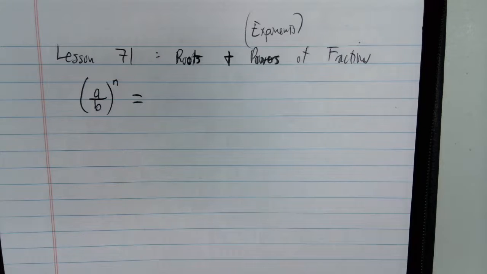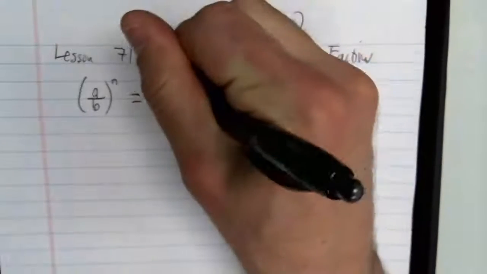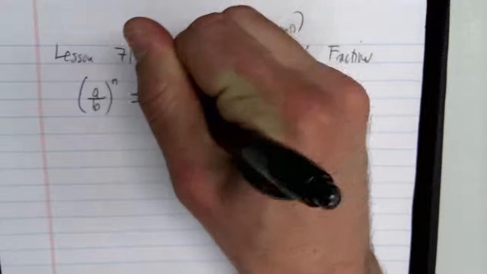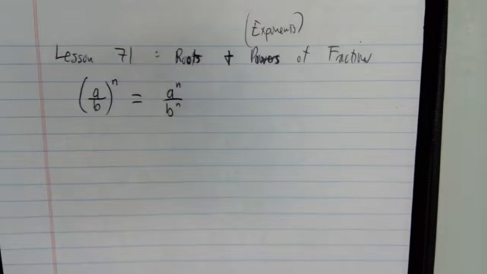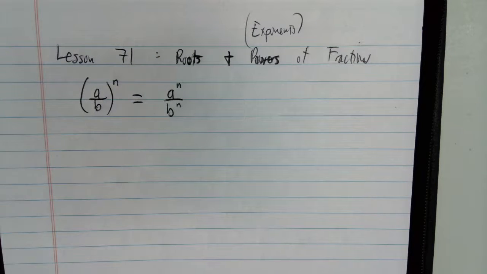A over B. So check it out. This is how you simplify this, guys. A to the n over B to the n. That's it. That's not even simple. You have to write more. Okay, well, hang on a minute. I'm going to show you how it's simpler.